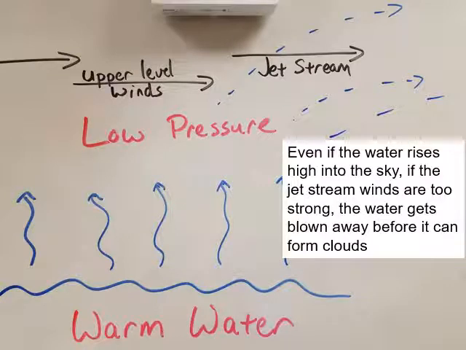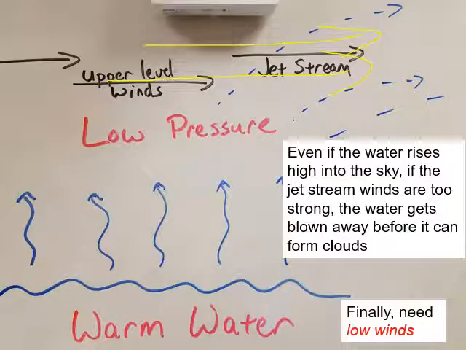Even if the water goes up in the sky, you've got warm water that evaporates, and low pressure, if the winds up here are pretty strong, blowing this way, especially from the jet stream, the clouds aren't going to get a chance to form, because those upper level winds are going to blow the clouds apart before they have a chance to get organized. So the final ingredient that you need is low winds.